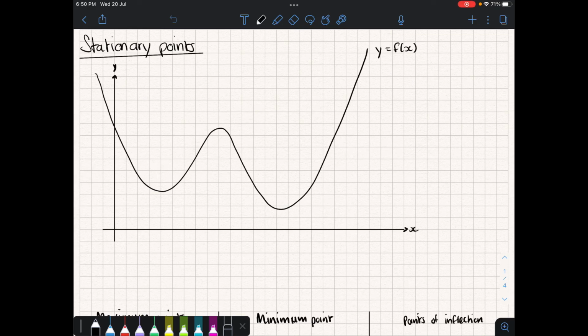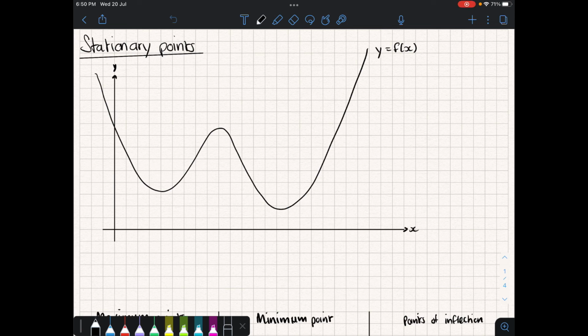So in today's lesson, we're going to be looking at one of the most important reasons why we've learned differentiation, and that's its use in calculating stationary points of an equation or a function. So what are stationary points?